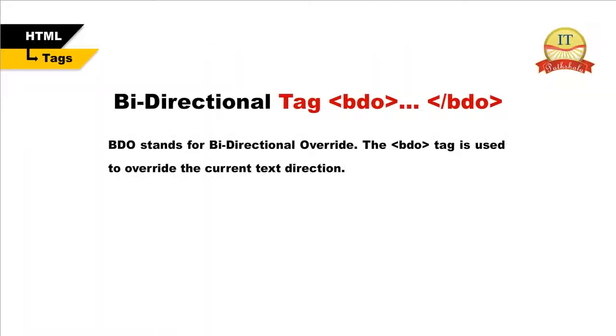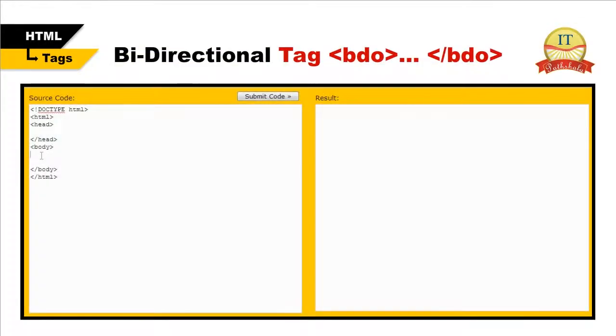BDO tag. BDO stands for Bidirectional Override. The BDO tag is used to override the current text direction. In the following example, we shall start the BDO tag and define a direction from right to left. Enter a text there, close the BDO tag, and then observe the text direction of the final outcome. Alternatively, if you desire, you may enter a text direction from left to right, and the final outcome will change accordingly.